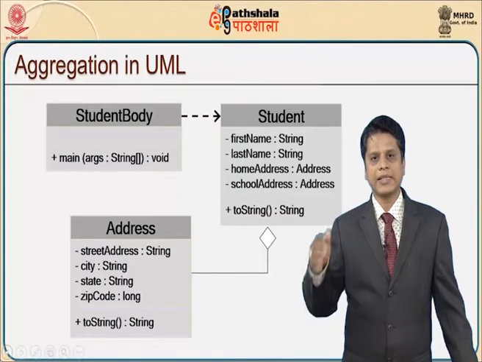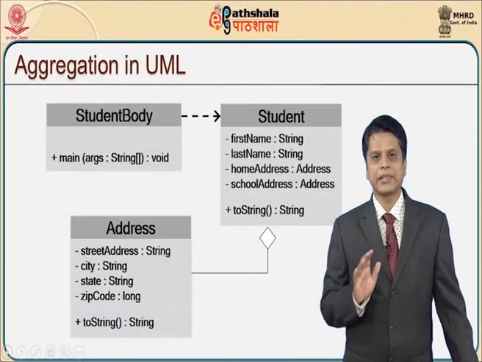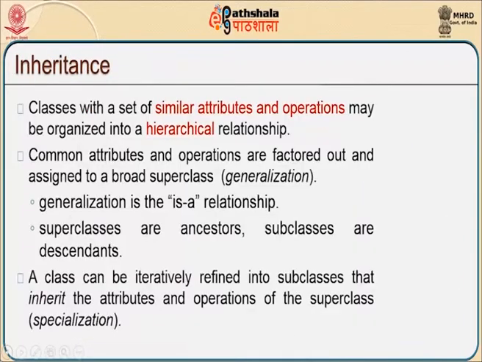So student has a relationship with address as a separate entity. And the third dependency that we are about to create is on the inheritance part of it. Classes with a set of similar attributes and operations may be organized into a hierarchical relationship. So all of these dependencies that we are about to see are part of the hierarchical relationship.